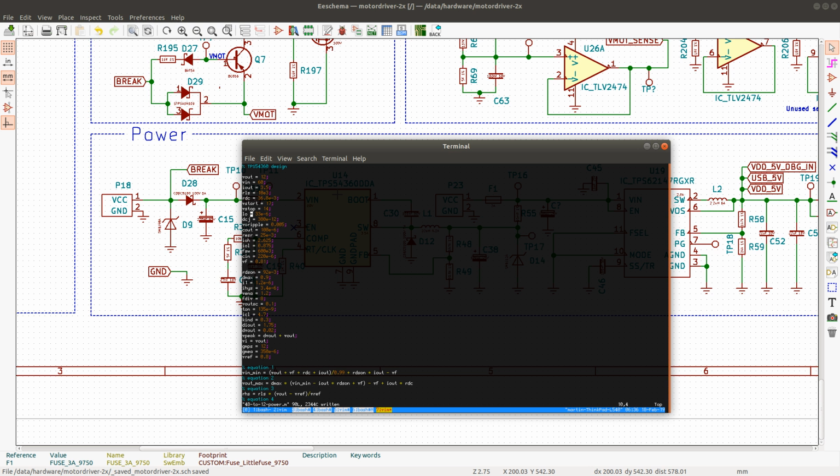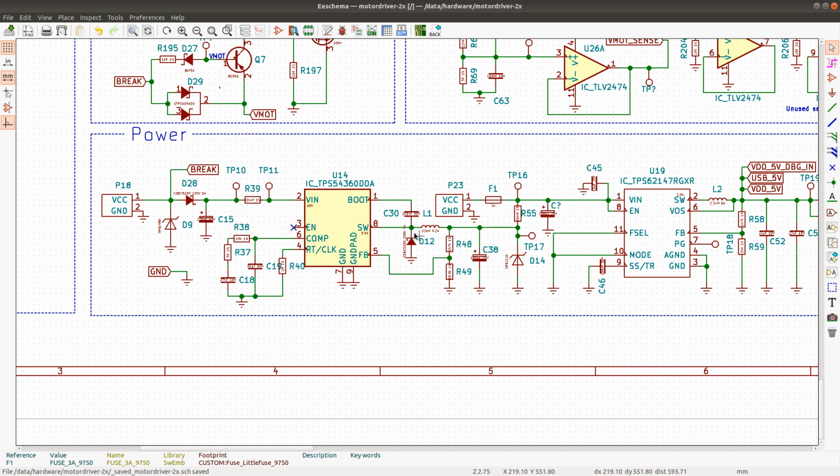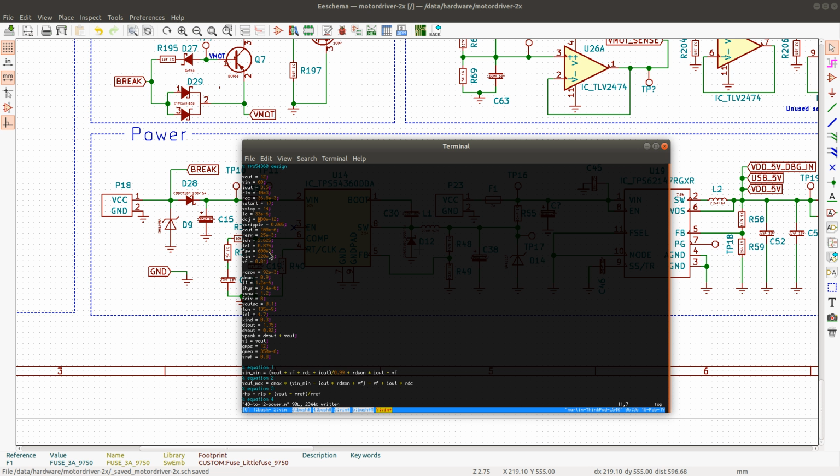LO is the inductor, which is 33 microhenries. CJ, that's the capacitance of the junction of this diode. This is also from the datasheet of the diode, and the CDBC5100 has a junction capacitance of 380 picofarads.